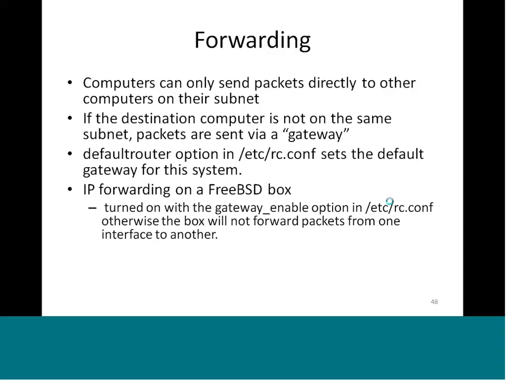And then, IP forwarding on a FreeBSD box is turned on with the gateway enable option in the /etc/rc.conf. Otherwise the box will not forward the packets from one interface to another.